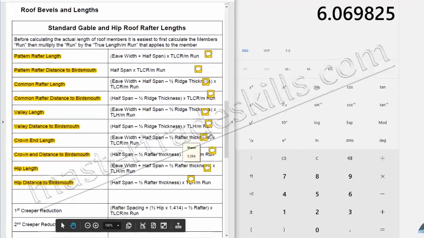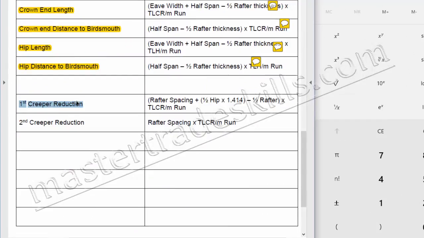So I'll just scroll down a little bit. The next calculation is for the first creep reduction. It's bracket, rafter spacing, plus bracket again, half the hip times 1.414, close bracket, minus half the rafter thickness, close the bracket, and then you would multiply it by the tree length of common rafter per metre run.